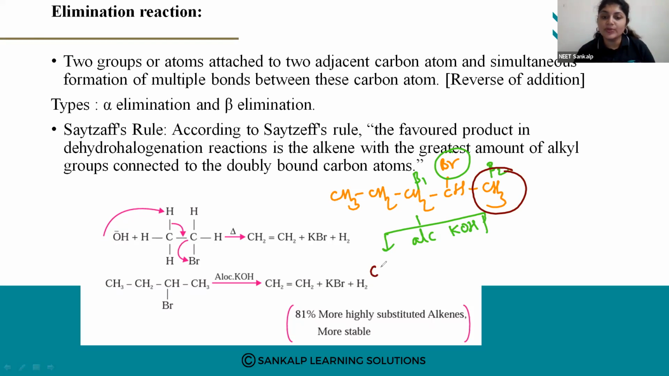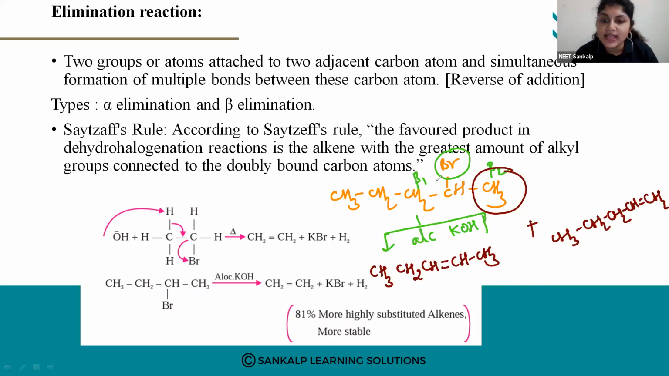So what will be the product? CH3, CH2, CH double bond, CH, CH3. This is one product. Another product is CH3, CH2, CH2, CH double bond, CH2. Now, which is major and which is minor? This one is highly substituted, so this will be major. And this is less substituted, so this is minor. Understood?